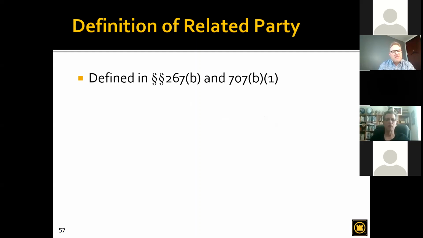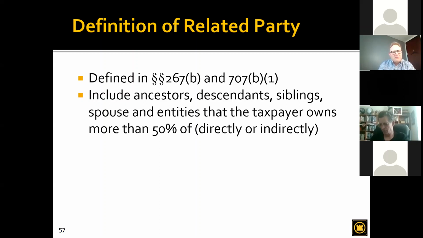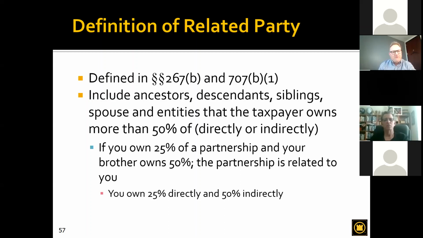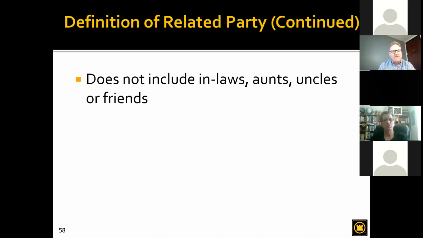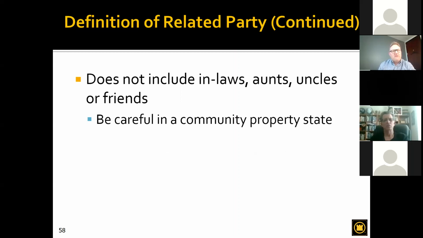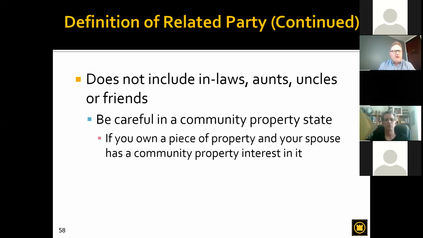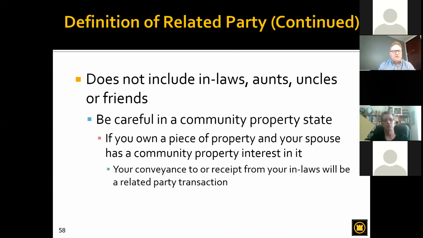This comes out of Sections 267(b) and 707(b), and it includes ancestors, lineal descendants, siblings, spouse, and entities that the taxpayer owns more than 50% of, directly or indirectly. If you own 25% of a partnership and your brother owns 50%, the partnership is related to you. Again, you own 25% directly and 50% indirectly. This does not include in-laws, aunts, uncles, or friends, but you've got to be careful in a community property state. If you own a piece of property and your spouse has a community property interest in it, your conveyance to or receipt from your in-laws will be a related party transaction. So you've got to watch that.